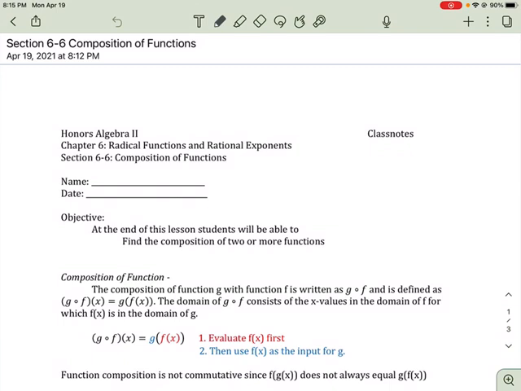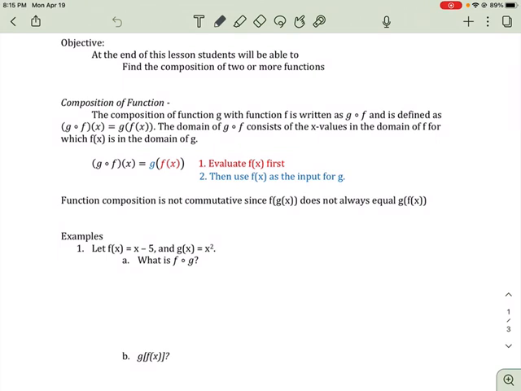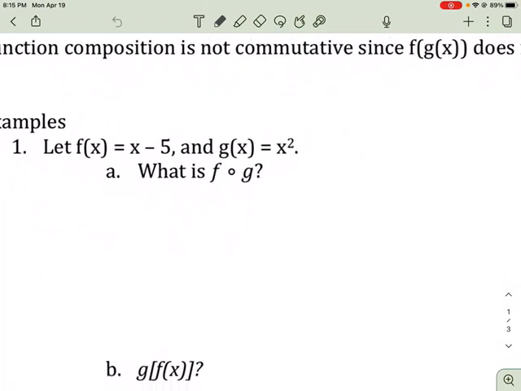We're going to evaluate the f of x first and then use that answer to put it into g of x. That's what we do if it's numbers, and if it's an expression when there are no numbers, we're going to do the same thing. We're going to start with f of x and we're going to go into g of x. It's not commutative. It doesn't go both ways. Like addition and multiplication, the order in which you do things doesn't matter: 3 plus 4 is the same as 4 plus 3. That doesn't happen here. So you have to be very specific about who goes where. That's why we always start with the innermost function.